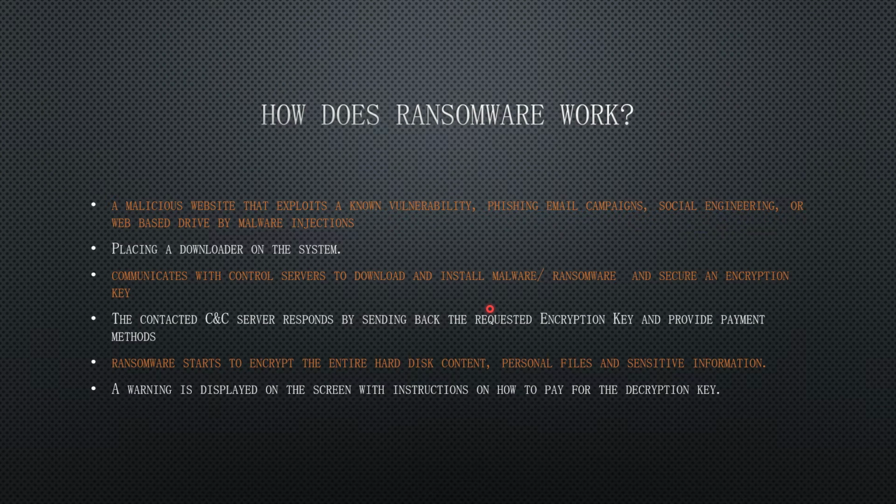Now, ransomware can originate from malicious websites that exploit a known vulnerability, phishing, email campaigns, social engineering, or web-based drive-by malware injections. When the exploit is executed, a downloader is placed on the system. Then the downloader silently communicates with the control servers to download and install malware or ransomware and secure an encryption key.